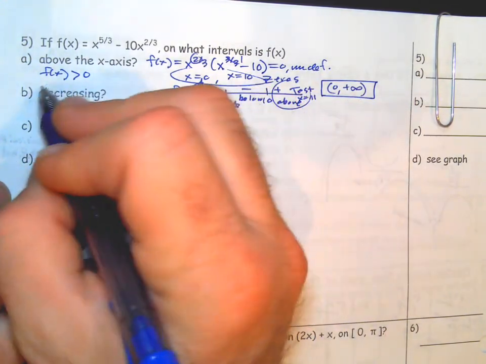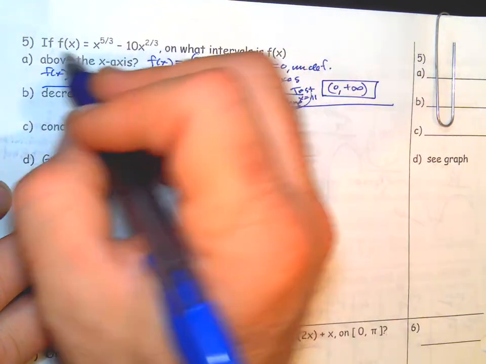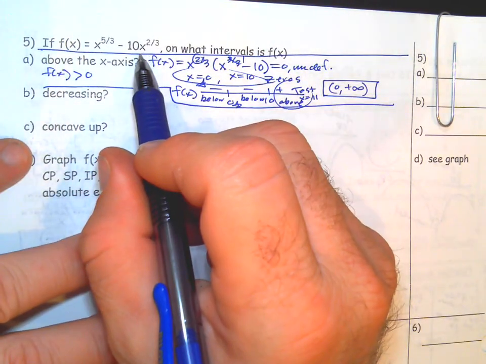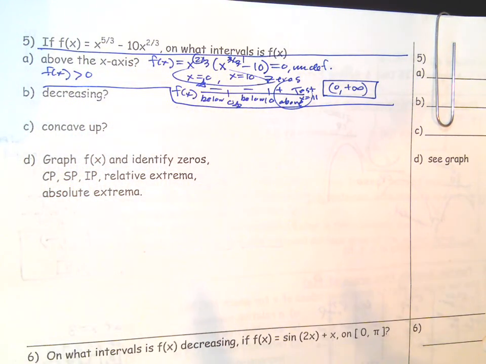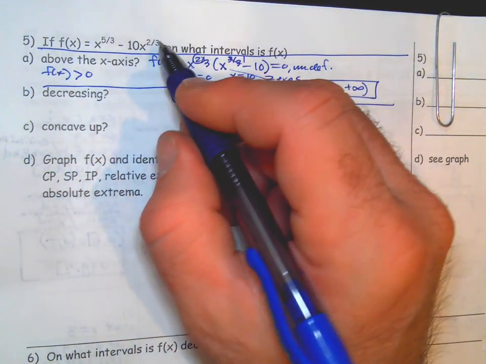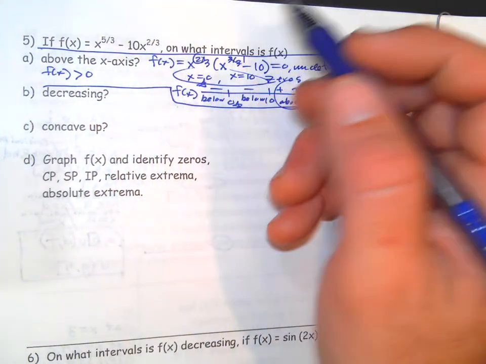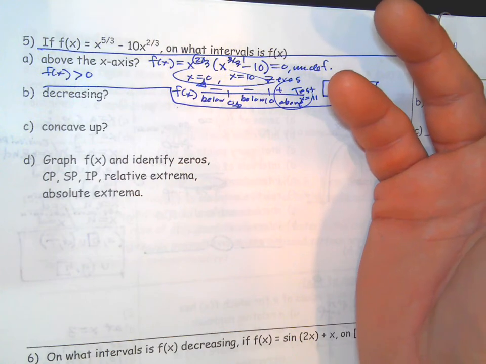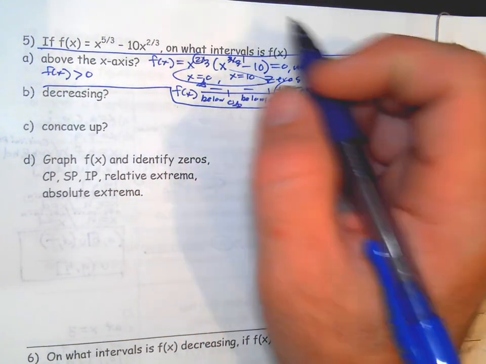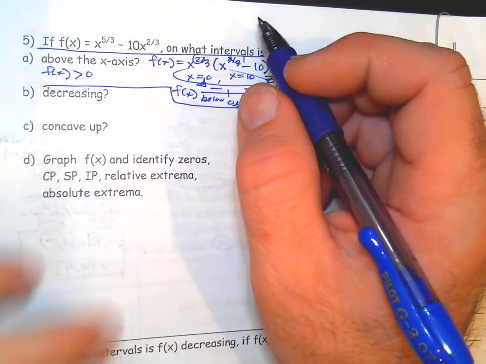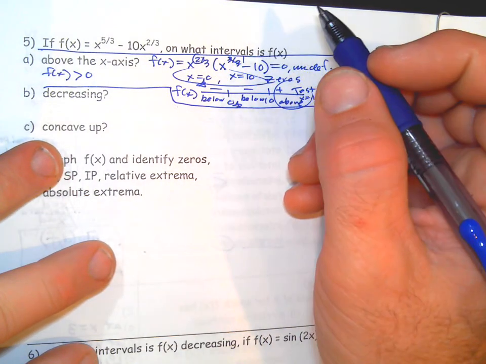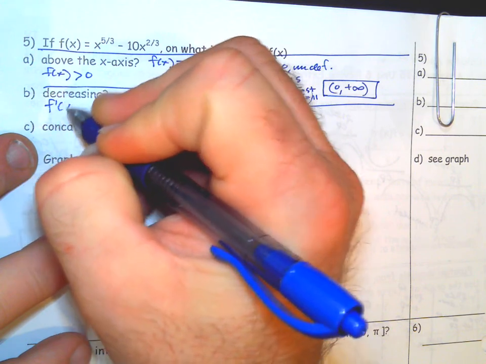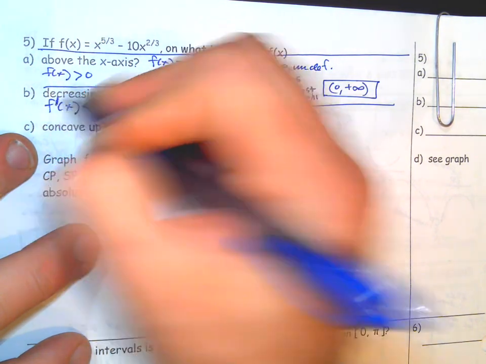Okay, so that's that. Does this have any domain issues? Any negative exponents that would cause undefined? Nope. Any denominators in the rational exponents that are even numbers that would give you even roots that can't be taken of negatives? Nope. I think we're good on domain here, but I do want to come back to domain and talk about some things. I will after this problem's done. So decreasing is where f prime of x is negative.